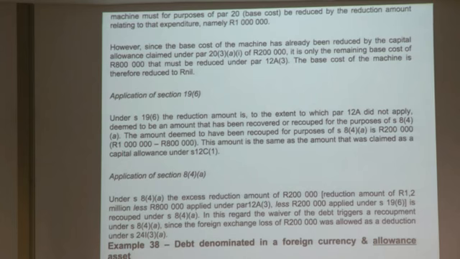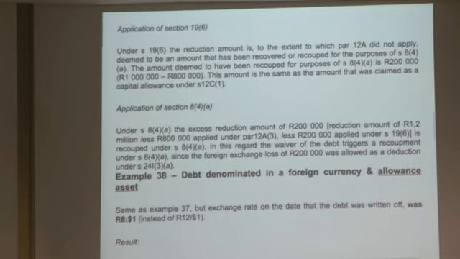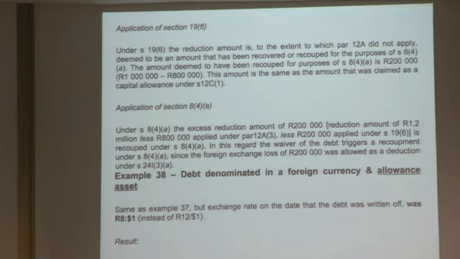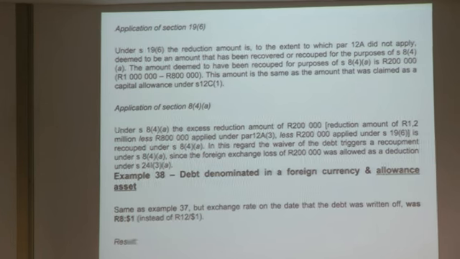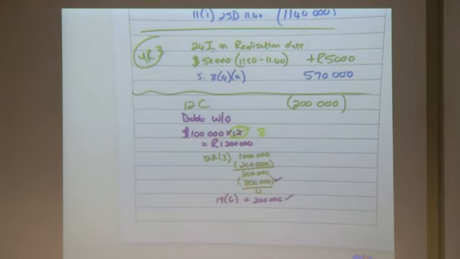So what happens if I change this one? In the next example, you will see it will be the same principles, but now instead of having 12 Rand when the debt is written off, if my exchange difference on the day that it's written off is not 12, but it's 8 Rand, how will it differ now?